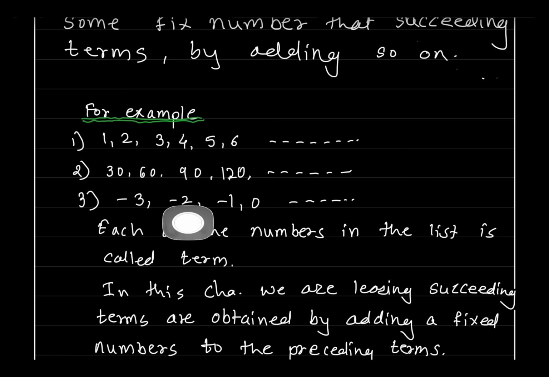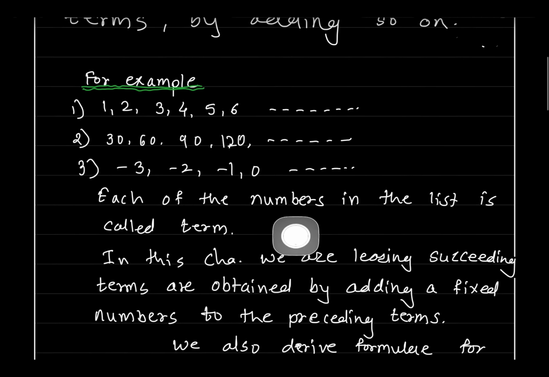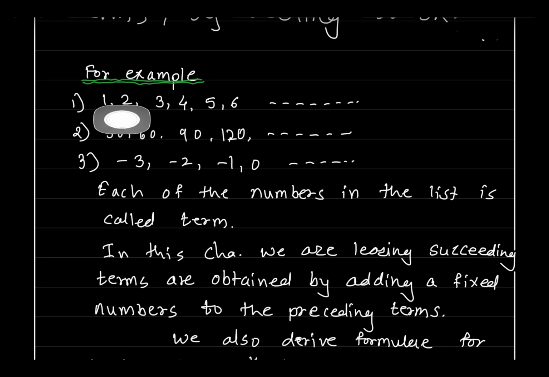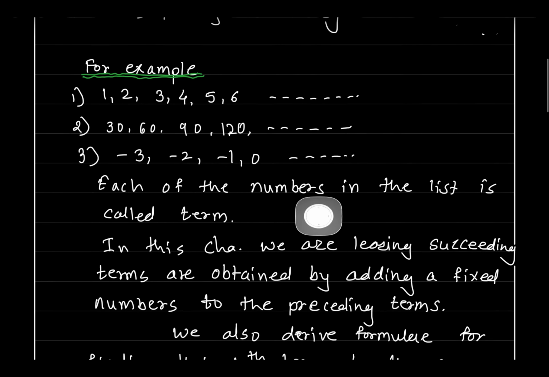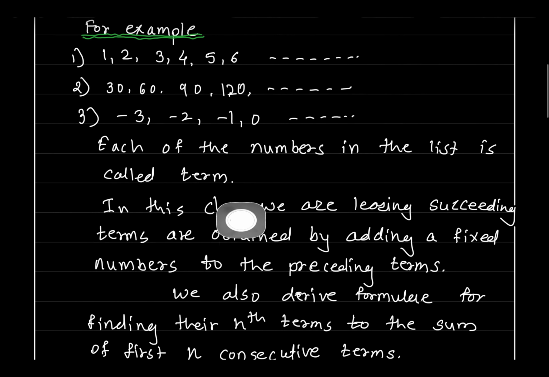Here minus 3, minus 2, minus 1, 0, 1. So you are adding 1 here. Minus 3 plus 1 gives minus 2, minus 2 plus 1 gives minus 1, minus 1 plus 1 gives 0. Each of the numbers in the list is called a term.